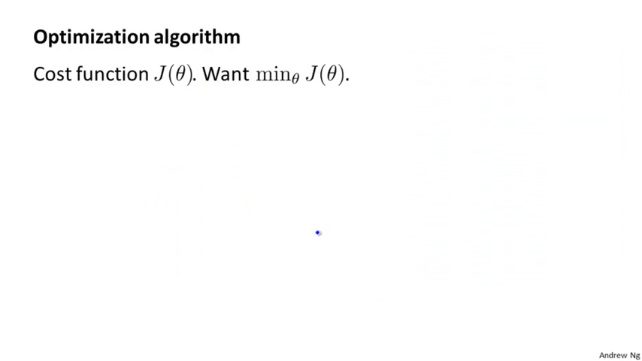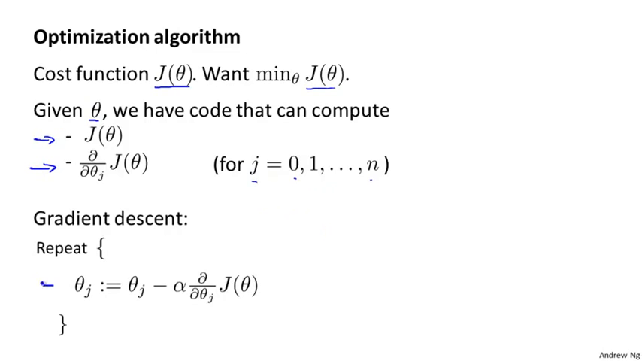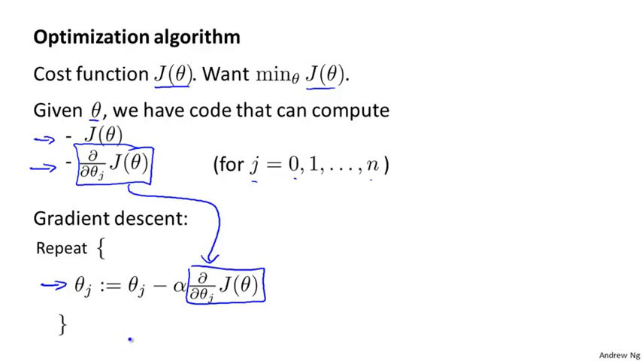Here's an alternative view of what gradient descent is doing. We have some cost function J, and we want to minimize it. So what we need to do is write code that can take as input the parameters theta, and that can compute two things: J of theta and these partial derivative terms for j equals 0, 1, up to n. Given code that can do these two things, what gradient descent does is it repeatedly performs the following update. Given the code that we wrote to compute these partial derivatives, gradient descent plugs it in here and uses that to update our parameters theta.